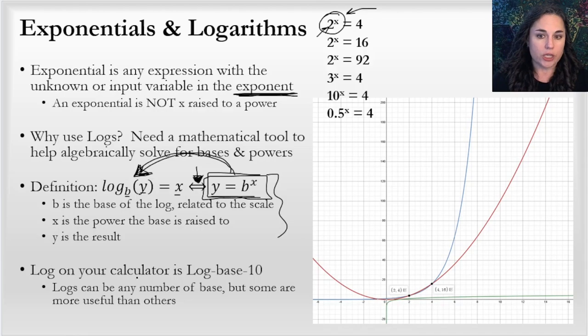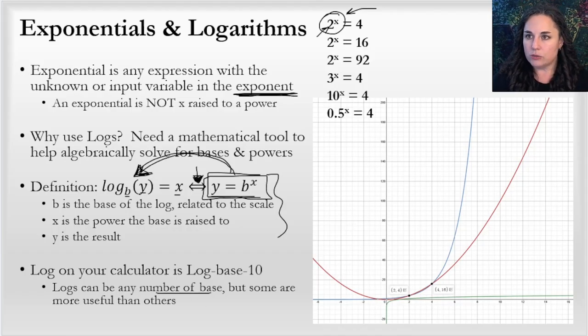The log in your calculator is a log base 10. Like if you look on a scientific calculator, it just says log. It is implied. It's not written on there, but it is implied that it's a log base 10. And a log base 10 is a very common and actually useful base. Logs can have any number base, but some are more useful than others. I mentioned that with 2 and 10.